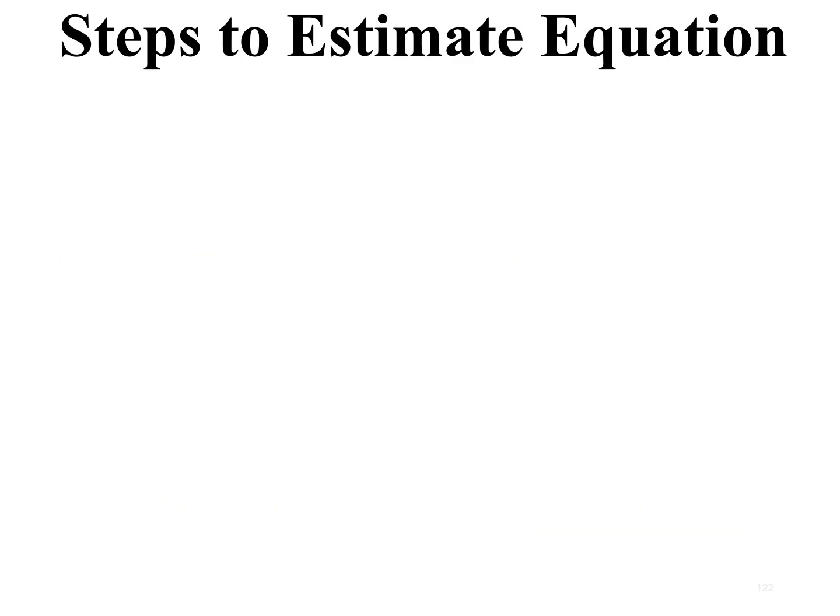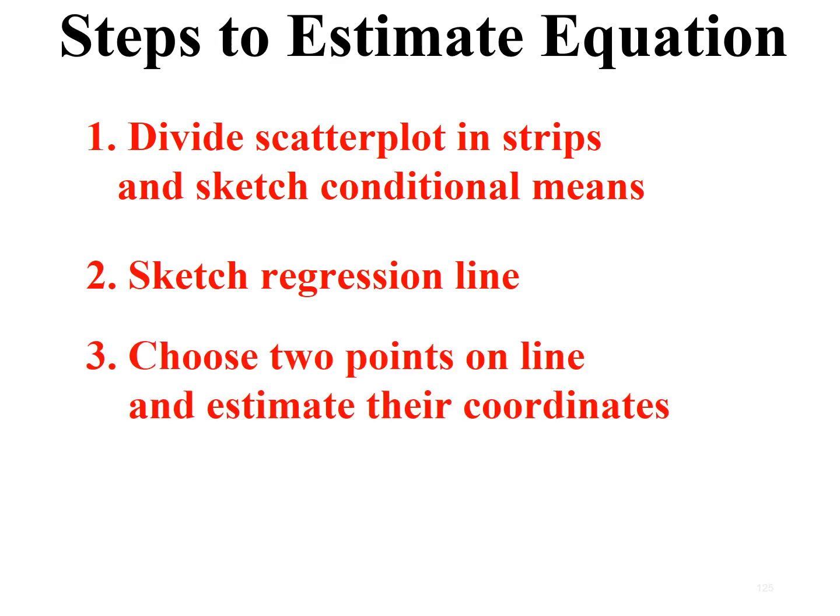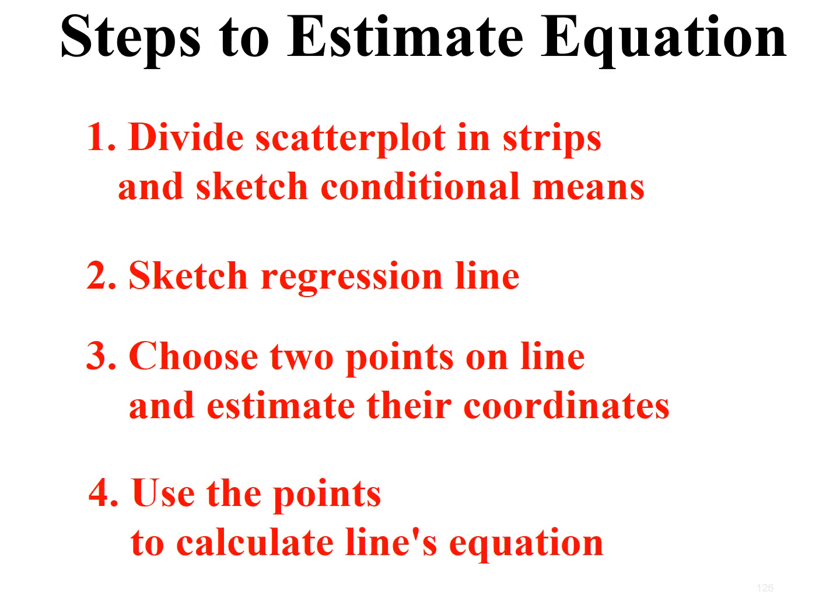So again, if you want to estimate the equation of a line, you divide the scatterplot in strips and sketch conditional means. You sketch the regression line. You choose 2 points on the line and estimate their coordinates. And you use those points to calculate the slope and the intercept of the line.